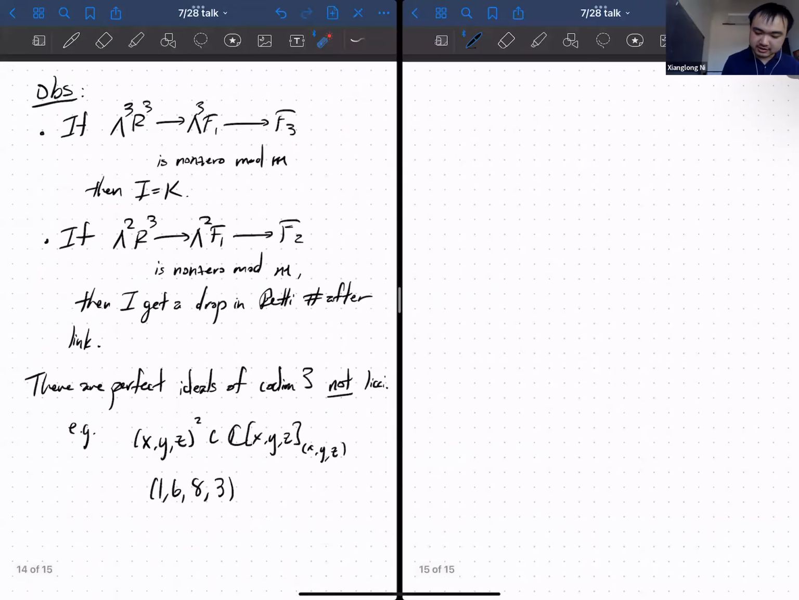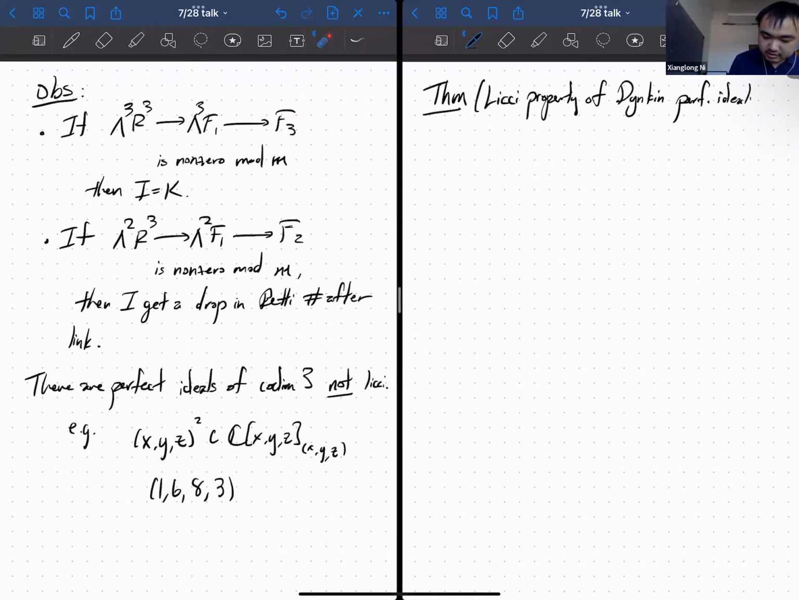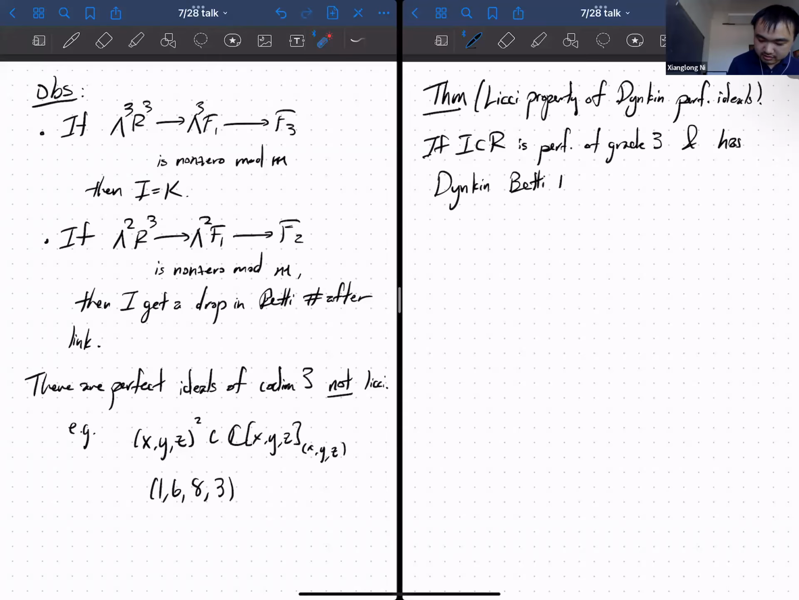So now this will lead us to, I'll state the first of two main results, and then we can take the break. So theorem, this is the result in linkage. So this is the Lichi property of Dynkin perfect ideals. All right, so if I is perfect of grade 3 and has Dynkin Betti numbers, and I'll just say explicitly what this list is.